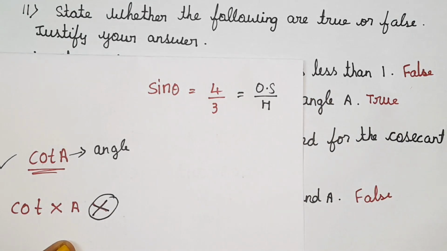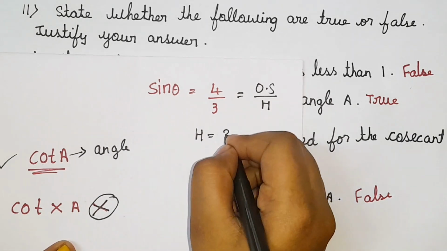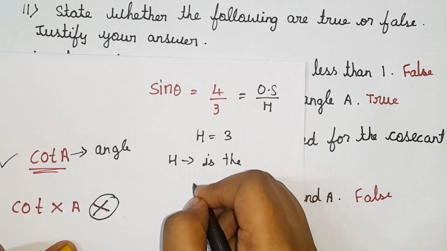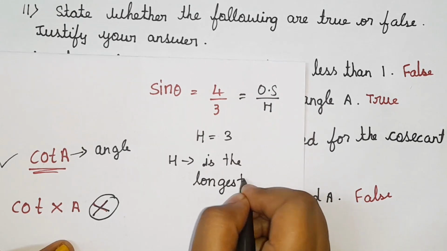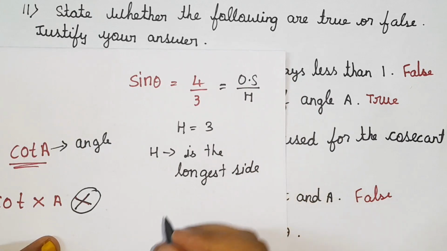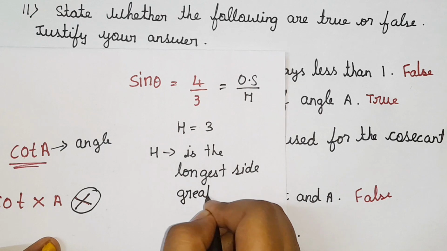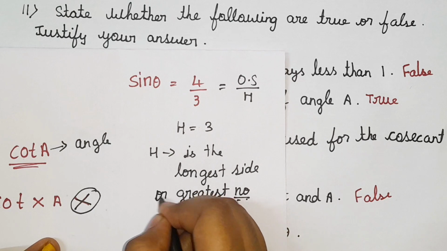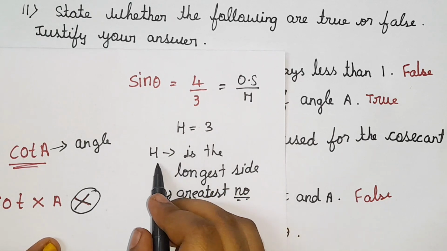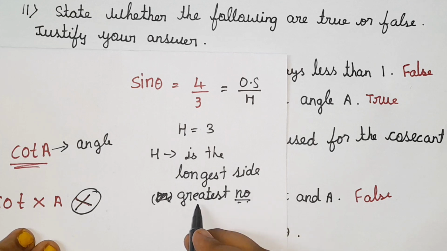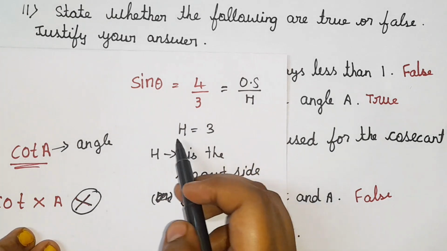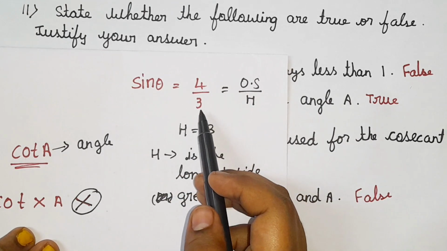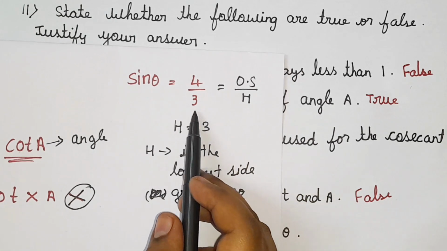Here look at the hypotenuse. The hypotenuse value is 3, but I just told you guys, hypotenuse is the longest side. So if this is the longest side, it should have the greatest number. But here, the hypotenuse value is 3 and the opposite value is 4. This is impossible. Why? Because hypotenuse should always have the greatest value.